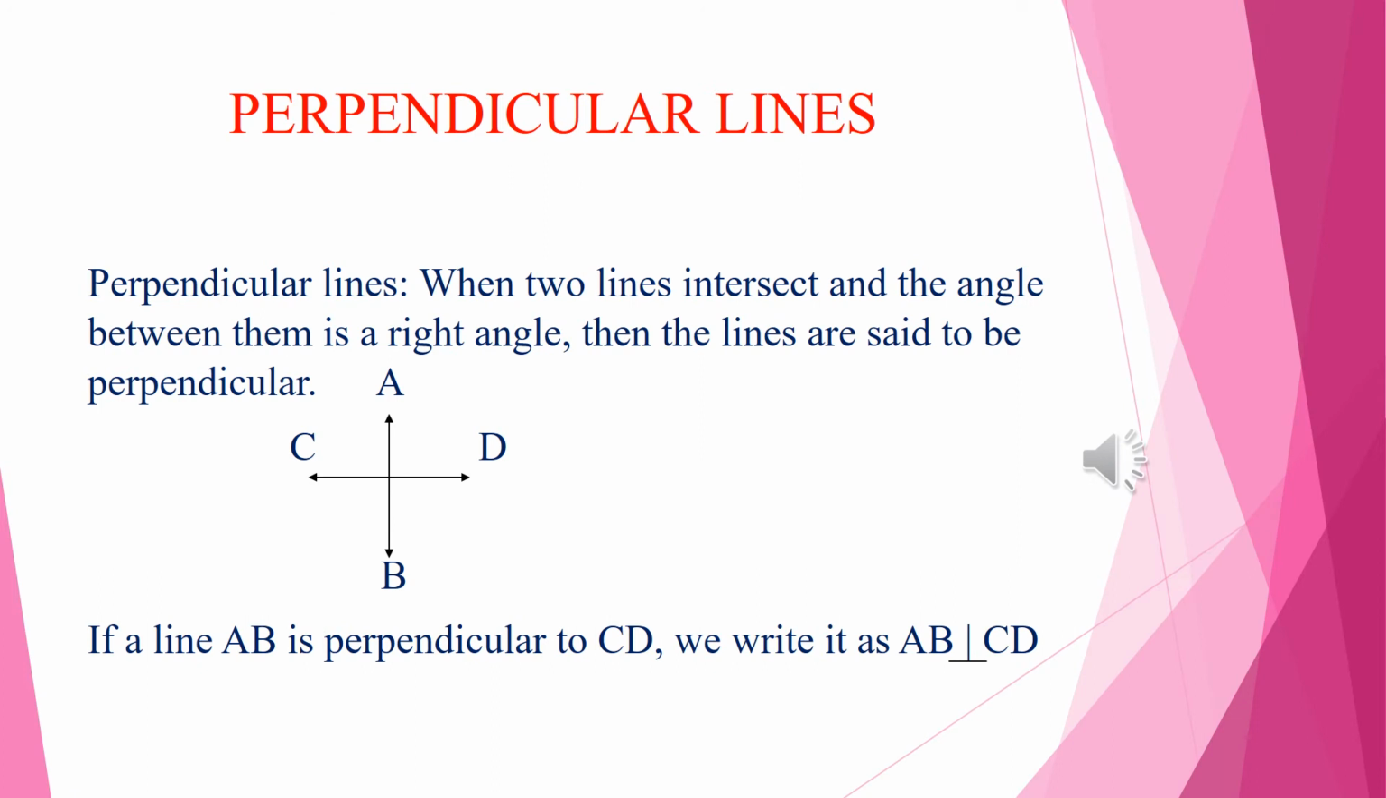Dear children, now let us see what are perpendicular lines. When two lines intersect and the angle between them is a right angle, then the lines are said to be perpendicular. If you observe here, there are two lines, line AB and line CD. We can see that line AB is perpendicular to CD. That is, line AB is making a right angle with the line CD. Therefore, we say that AB is perpendicular to CD. Hope you all understood what are perpendicular lines.